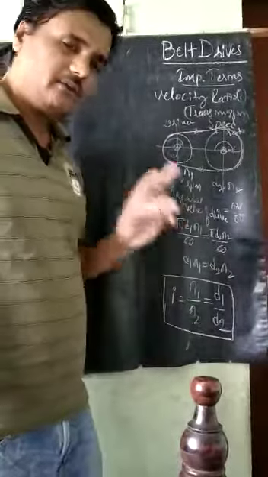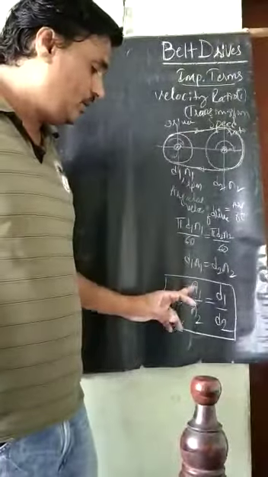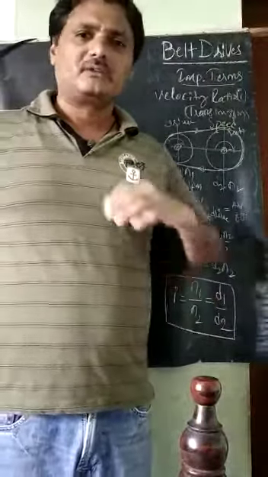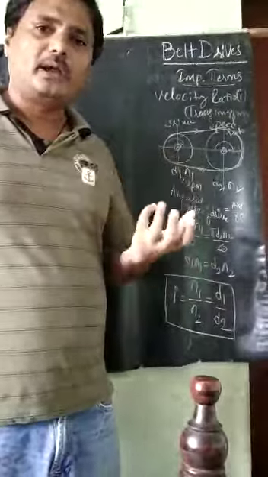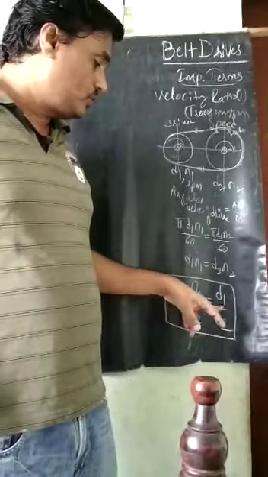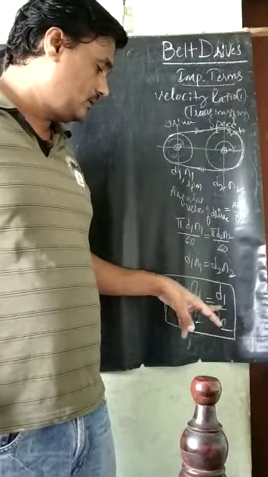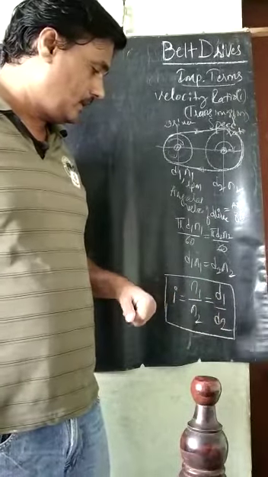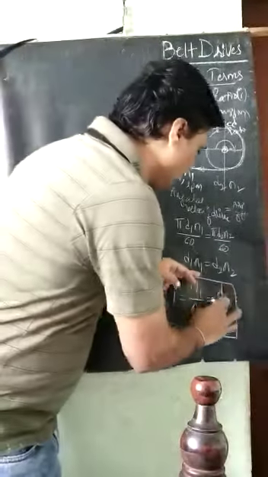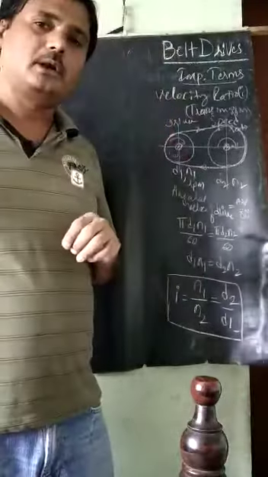It is called the velocity ratio, speed ratio, or transmission ratio. N1 divided by N2 is equal to D1 divided by D2. Sometimes it may be written with the follower upward, N2 divided by N1 is equal to... sorry, N1 divided by N2 is equal to D2 divided by D1. Sorry, it is D2 divided by D1.